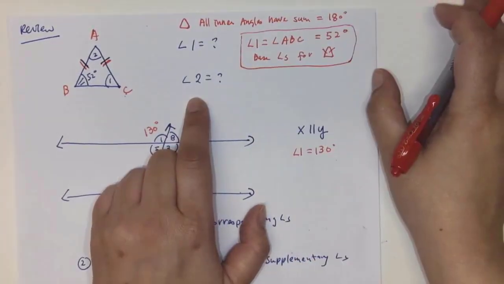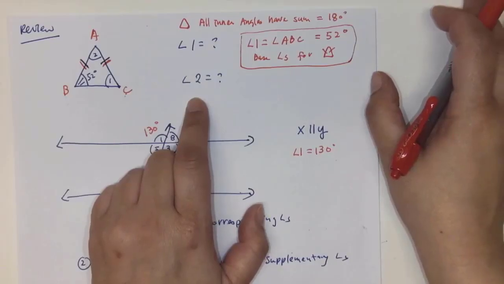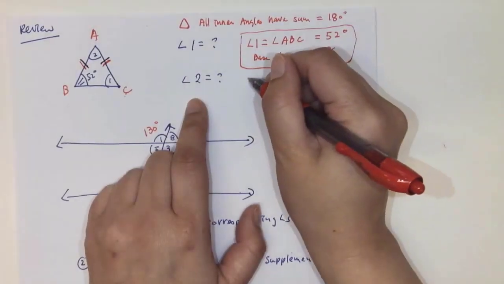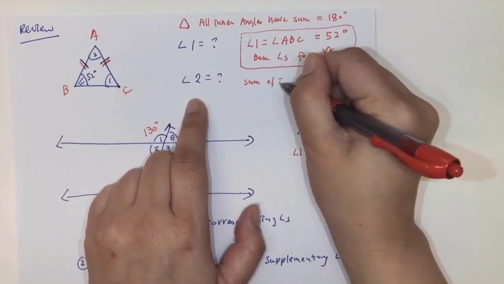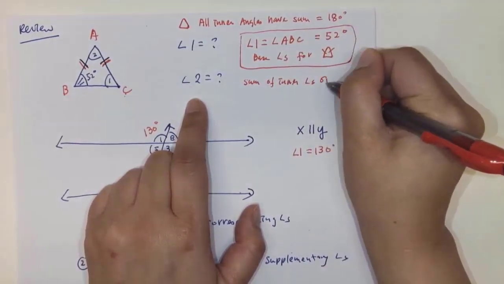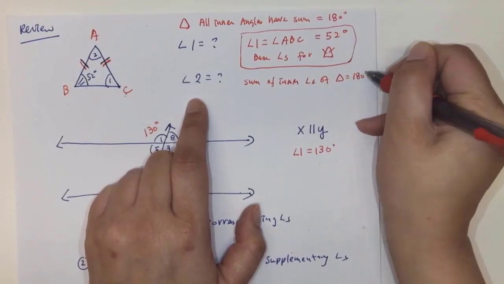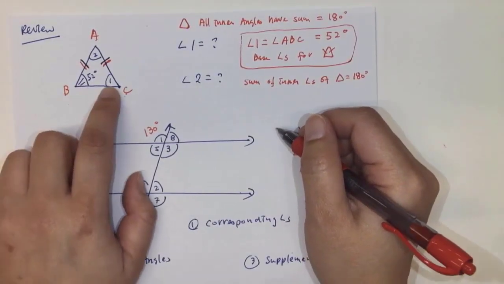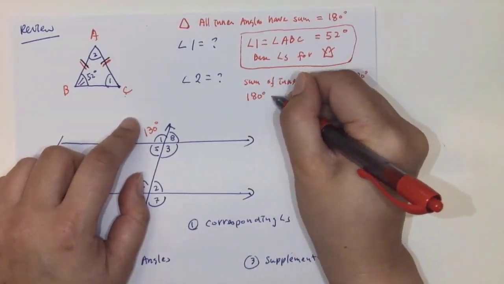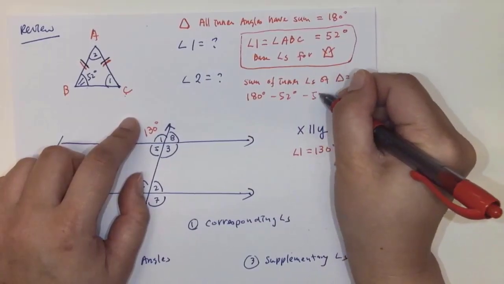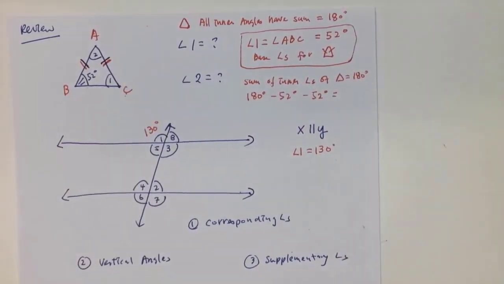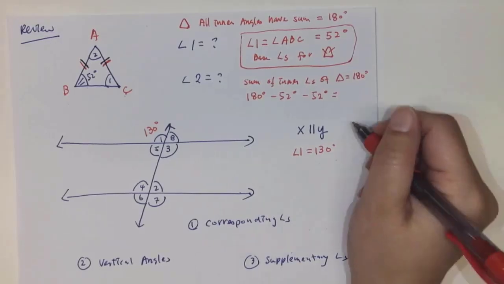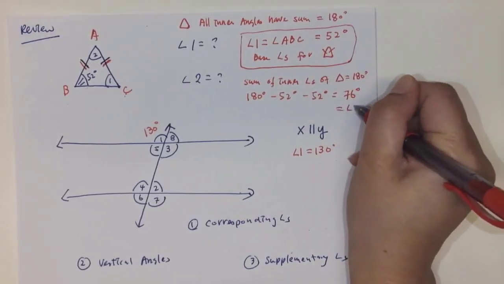Angle 2, how do you get angle 2? Because we know the sum of inner angles of a triangle equals 180 degrees, I can just subtract the other two, right? Because I found out one is 52, the other one is also 52, so it's going to be 180 degrees minus 52 degrees minus 52 degrees, right? So angle 2 should equal 76. Anybody second that? 76 degrees is what angle 2 is.